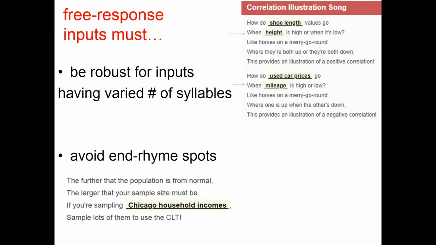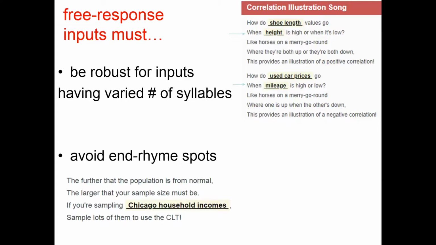For an example of that, look at the top of the slide. Notice in the second line of the first verse, there's a short one-syllable input word, height, followed by the phrase, is high or when it's low. But in the second line of the second verse, suppose you get an input that has 2 or 3 syllables, like mileage. So the rest of the lyric now gets shortened to just is high or low to make room for that.